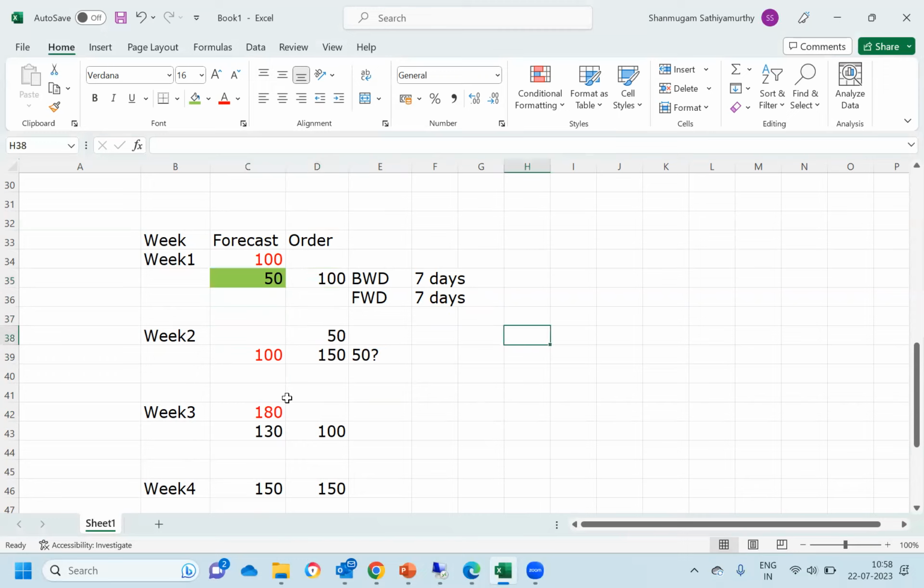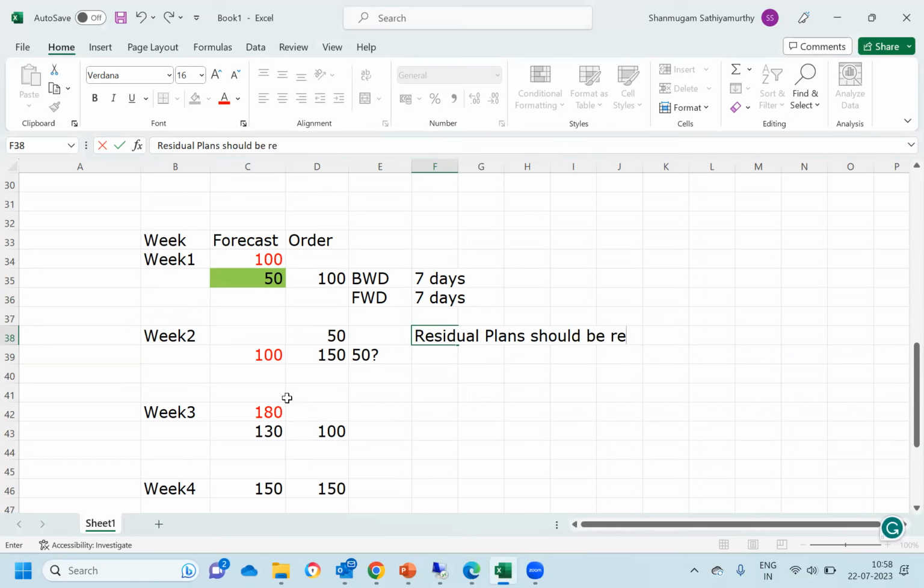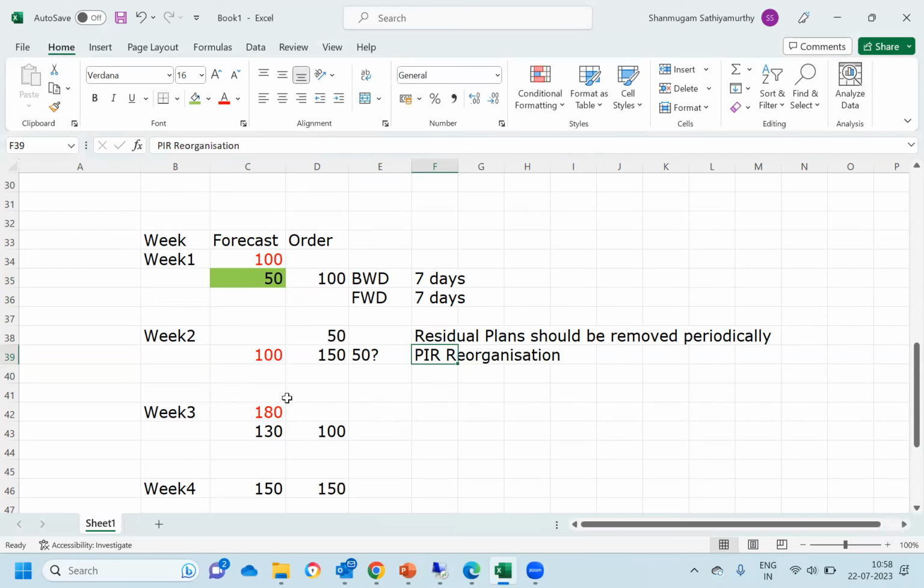It has to be deleted by the planners, right? So these remaining plans are all called residual plans. They should be removed periodically. That is called PIR, Planned Independent Requirement Reorganization. This we'll discuss during the demand discussion. But the PIR reorganization concept you have to keep in mind, because you have to remove these kinds of residual plans. You got the point?